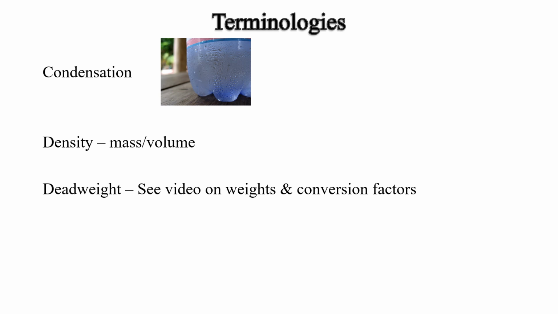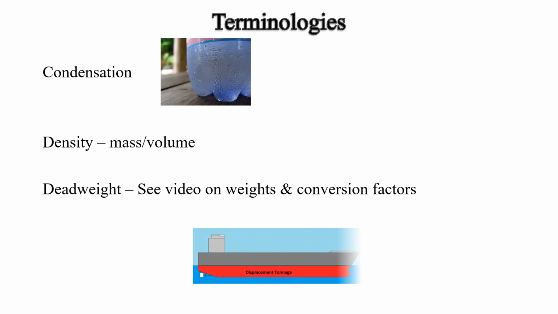Right, as we said, density is really a measure of compactness. So we're going to be looking at those two. Also, another term that we're going to be looking at is displacement. Now, displacement is actually the weight of the vessel, including everything on board at a particular draft, at a given draft. That would give us the displacement.